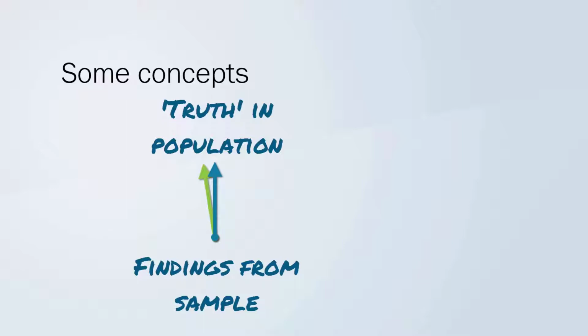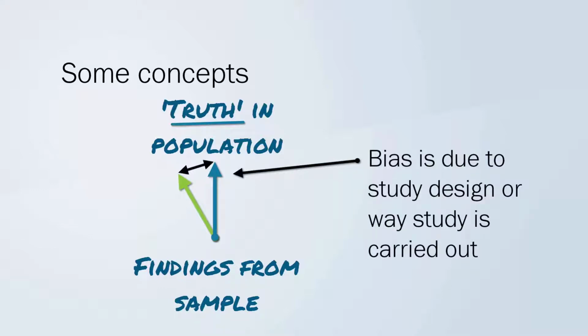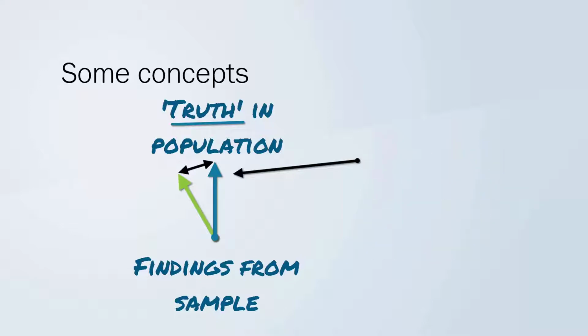Bias means deviation from the truth, and bias in a study affects the results. Bias is due to the study design or way in which a study is carried out. We cannot measure the extent to which bias influences a study's findings. And bias cannot be corrected for either by increasing the sample size or when we analyse the results.